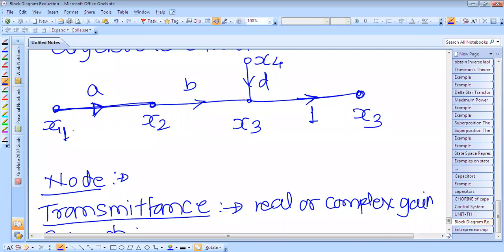So x1 is the input node because it has only outgoing branches. Similarly, x4 is also an input node, because it has outgoing branches and does not have any incoming branch. So this is also an example of an input node. Next is the mixed node.